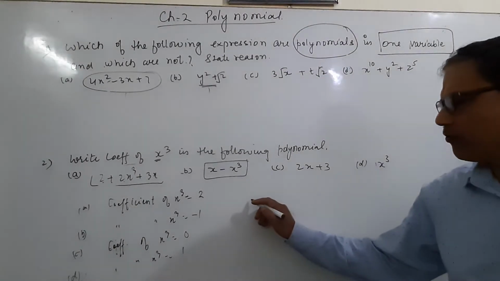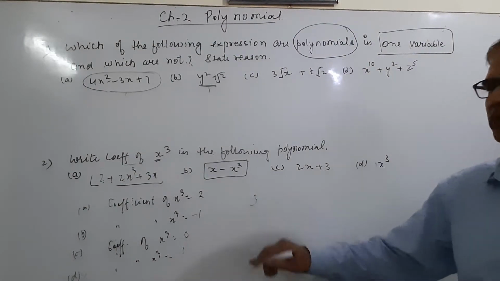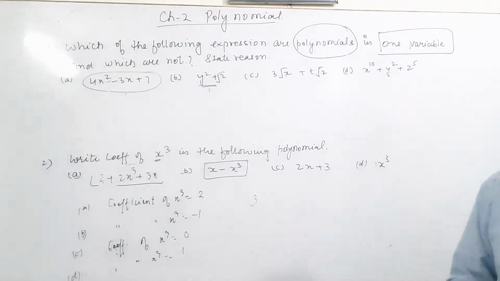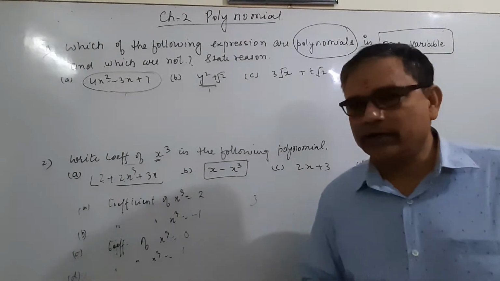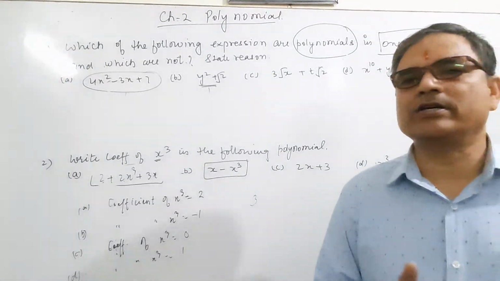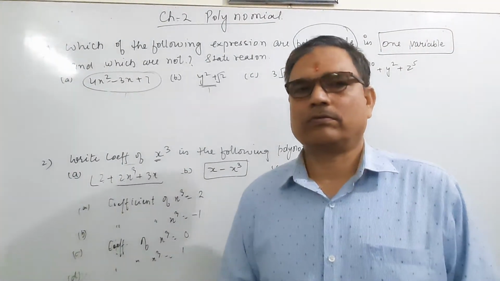What is the degree of 3? Degree of 3, it is a constant. It means the degree of 3 is 0.